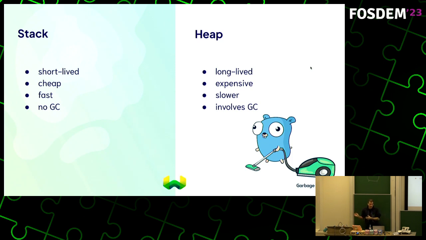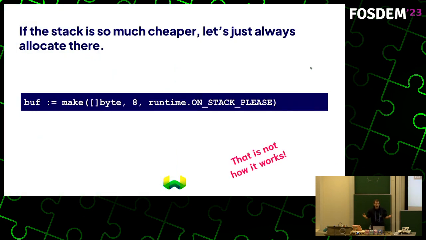Then on the other side, you have the heap, and the heap is basically this long-lived kind of memory, and that's expensive and slow to allocate, and also to deallocate. Why? Because it involves the garbage collector. So if the stack is so much cheaper, then we can just always allocate on the stack, right? So warning, this is not real Go. Please do not do this.